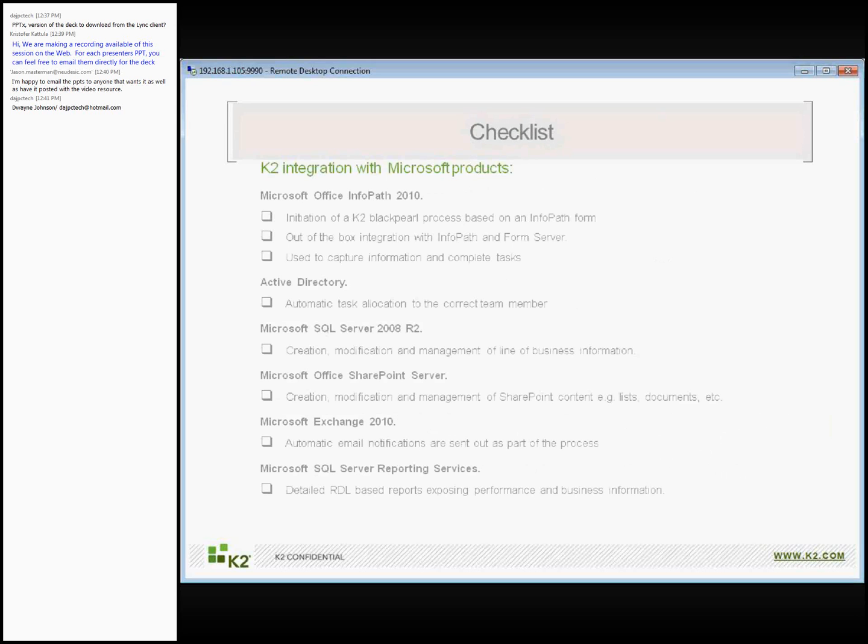Here's a quick checklist of some of the integration portions that K2 is integrated with Microsoft. InfoPath forms, that forms perspective, Active Directory, SharePoint list forms, SharePoint Server, Exchange 2010, etc. So a nice list of some of the integration points with K2 in getting this higher education task together.